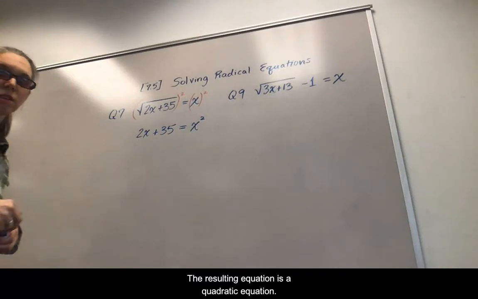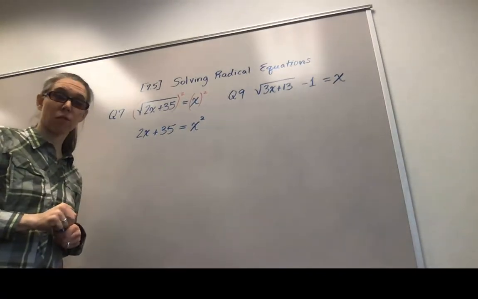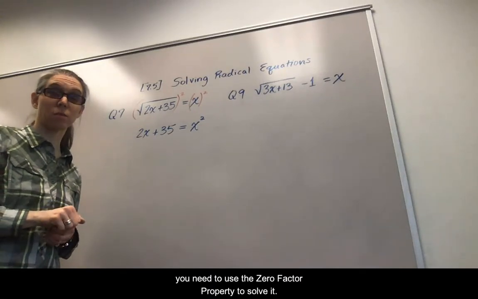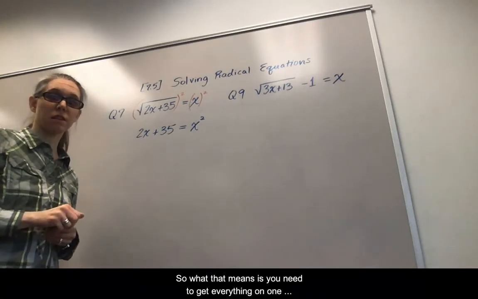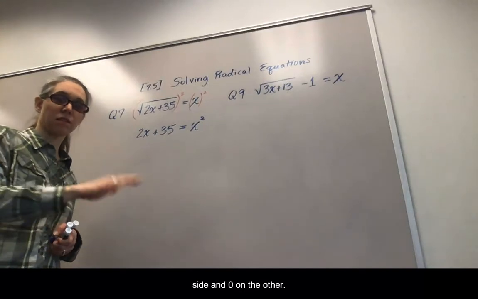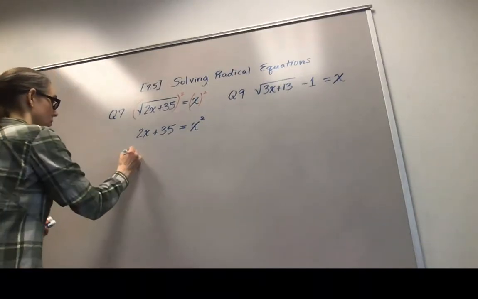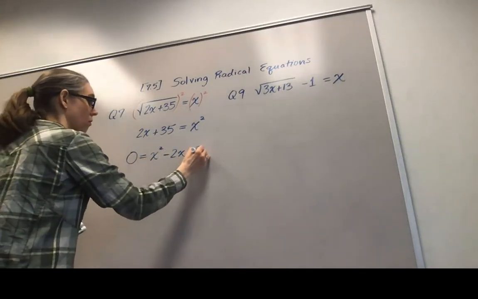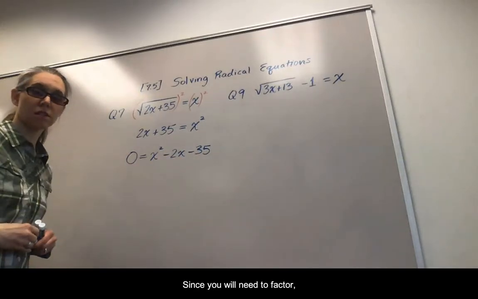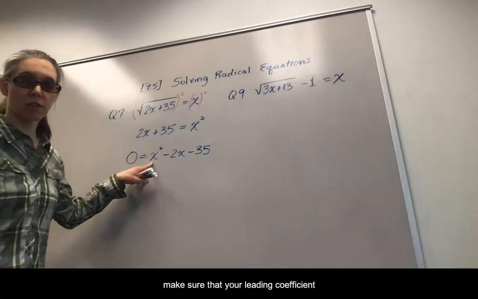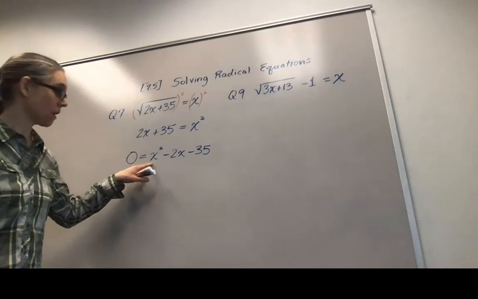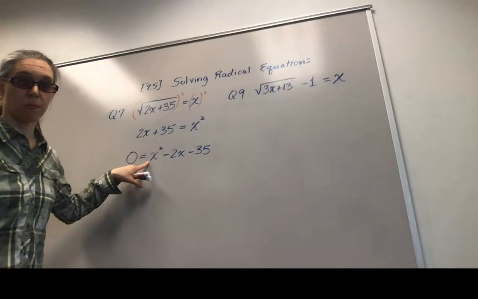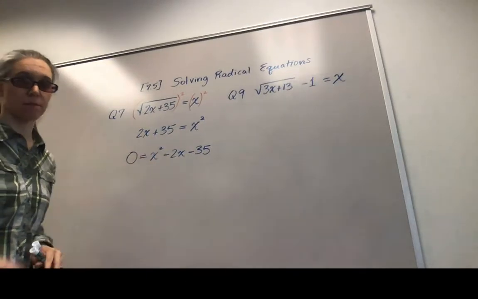The resulting equation is a quadratic equation. Remember that when you have a quadratic equation, you need to use the zero factor property to solve it. So what that means is you need to get everything on one side and 0 on the other. Since you will need to factor, make sure that your leading coefficient is positive. So the number in front of x squared needs to be a positive number. That's why I chose to move everything to the right side.